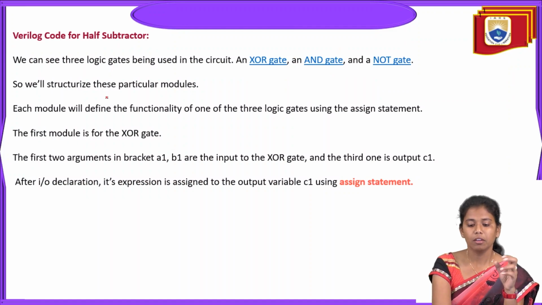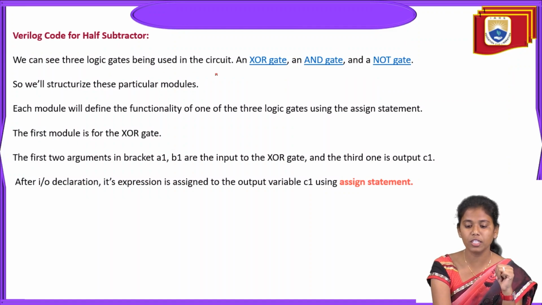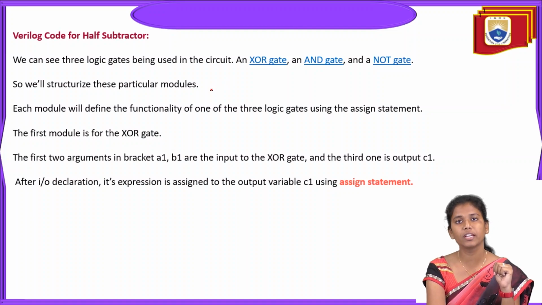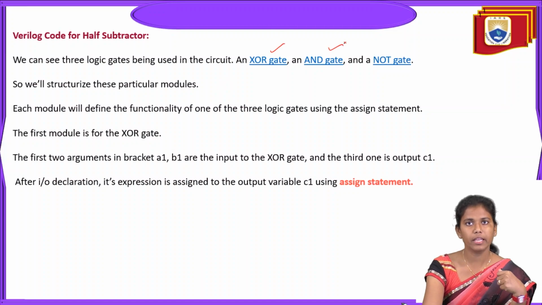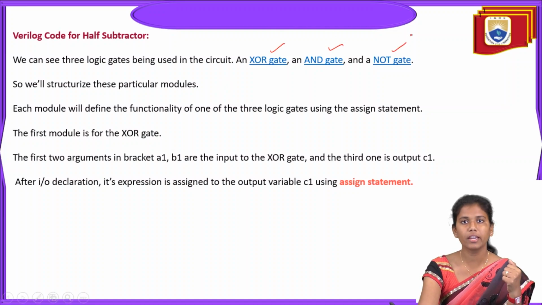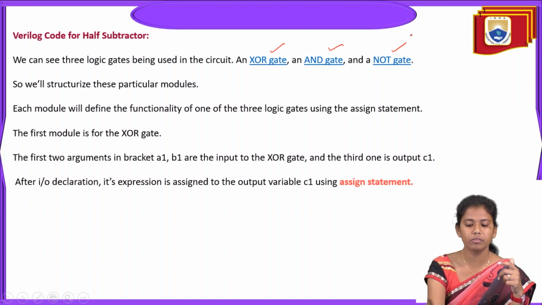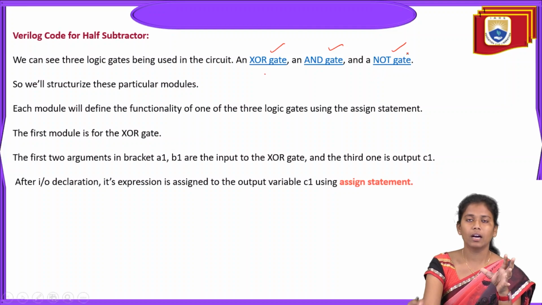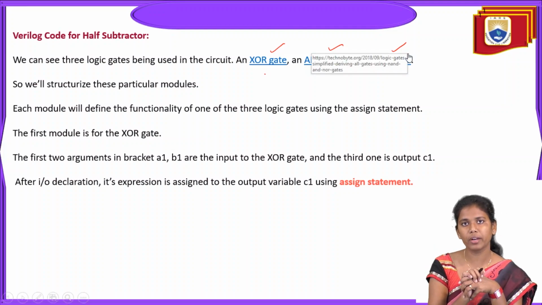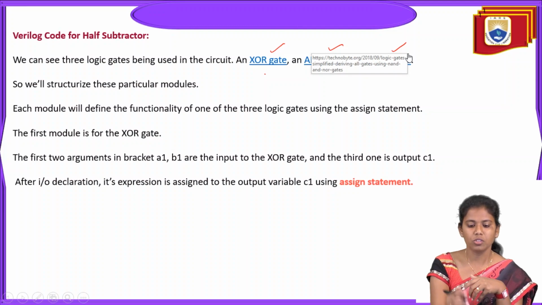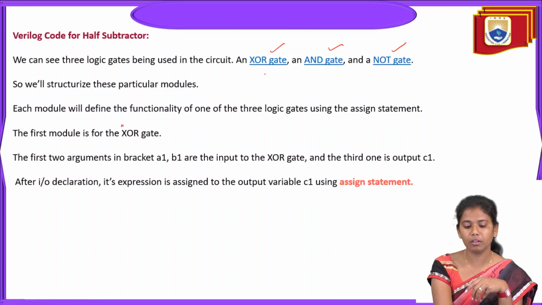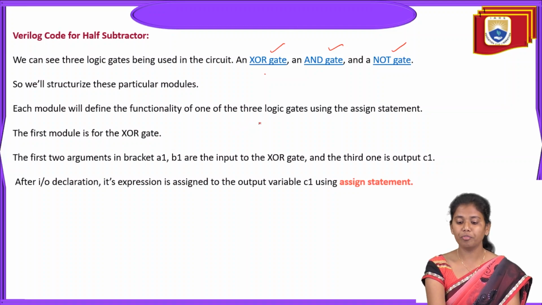Now we will see the Verilog code for the half subtractor. How can we write it? We see that three logic gates are being used. The three logic gates we considered in the previous slide are the XOR gate, the AND gate and the NOT gate. From these structures we can easily generate our Verilog code. Each module will define the functionality of one of the three logic gates using the assign statement.